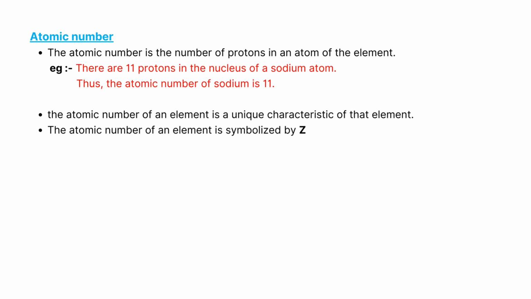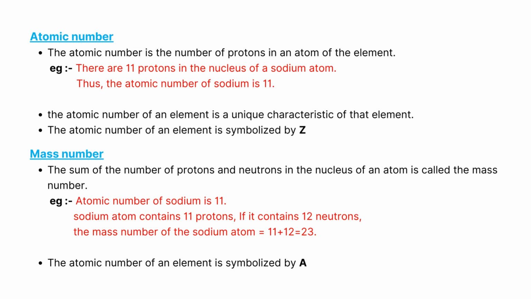Approximately, the mass of an electron is 1,840 times smaller than the mass of a proton. So comparing to the mass of protons and neutrons in an atom, the mass of electrons is very small. Therefore, the mass of an atom depends only on the mass of protons and neutrons. So the sum of the number of protons and neutrons in the nucleus of an atom is called the mass number. Symbol A signifies the mass number of an element.